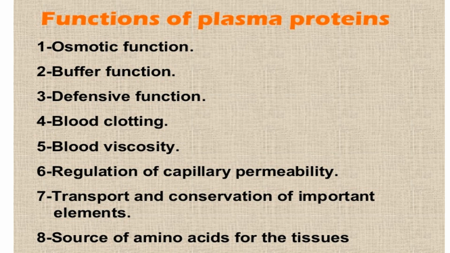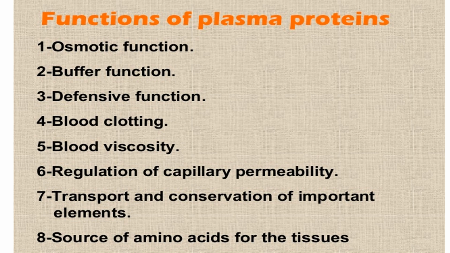Now, the major functions of the plasma proteins include, as we have discussed earlier, maintaining colloidal osmotic pressure. And the plasma proteins, mainly albumin, have a role in maintaining the pH of the blood, that is, a buffering action. Immunoglobulins serve the defense function. They have a role in immunity. Coagulation factors like fibrinogen and plasminogen have a role in the coagulation of blood. They also maintain blood viscosity and capillary permeability.